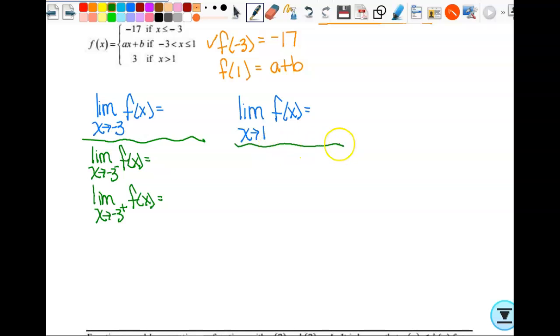Then I'm also going to have to do the limit as x approaches 1 from the left, and the limit as x approaches 1 from the right. Everybody with me? Okay, so let's start back over here. The limit as x approaches -3 from the left. What's that? It's going to be -17, right?